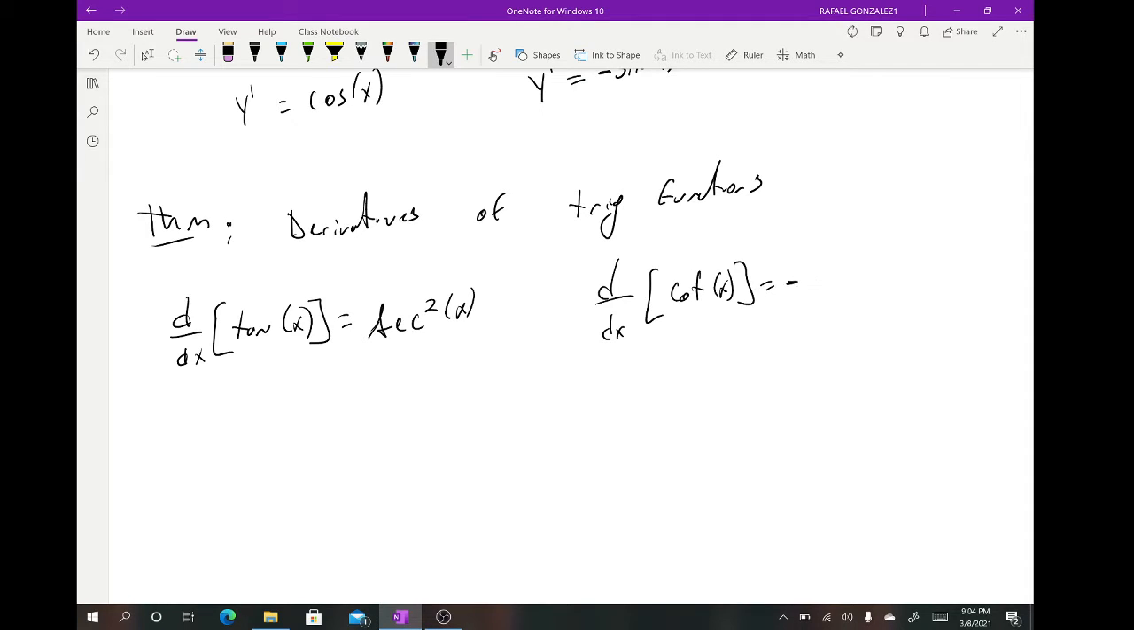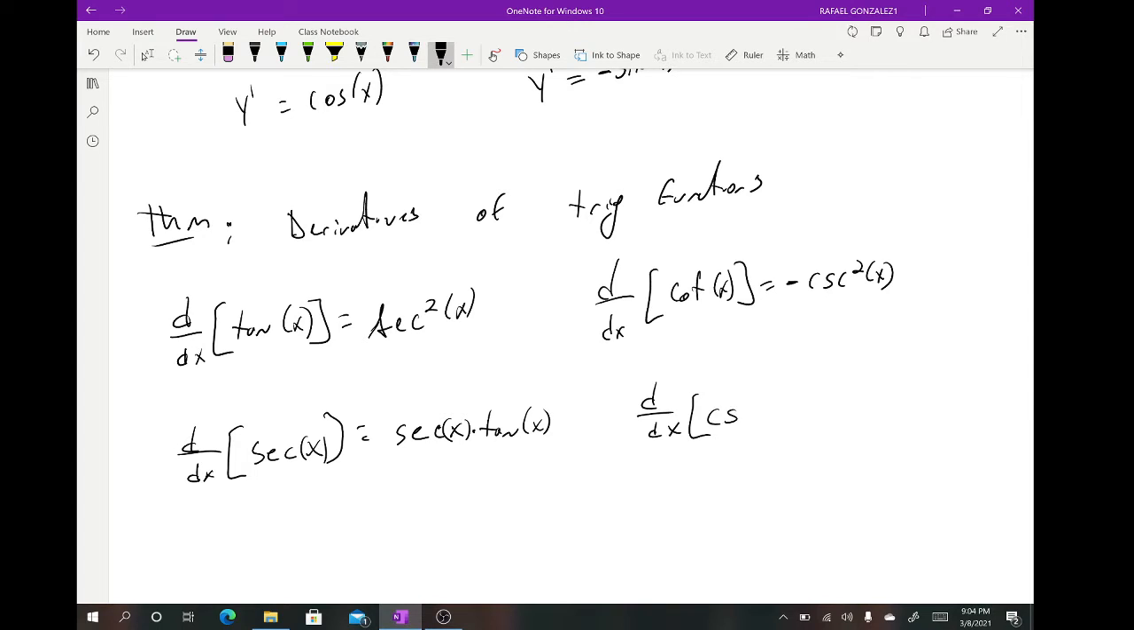The derivative of cotangent of x is equal to negative cosecant square x. The derivative of secant x is equal to secant x times tangent of x. Finally, the derivative of cosecant of x is going to be equal to minus cosecant of x times cotangent of x.